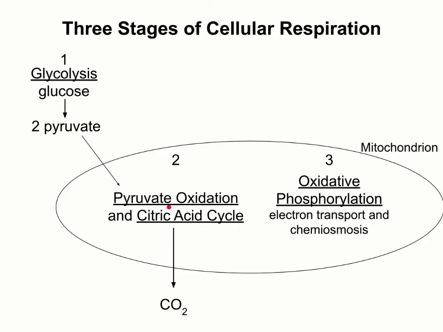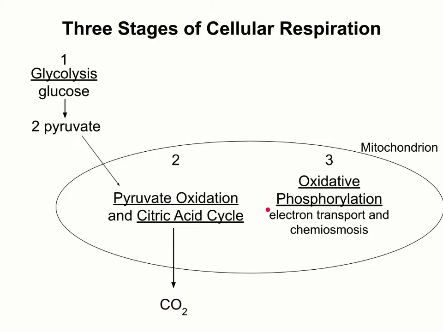The next stage in cellular respiration is pyruvate oxidation and citric acid cycle. These both happen in the mitochondrial matrix. Note that it is in the second stage that carbon dioxide is released. Remember the net equation for cellular respiration. All the carbons of glucose are eventually released as carbon dioxide. That all happens in stage 2.